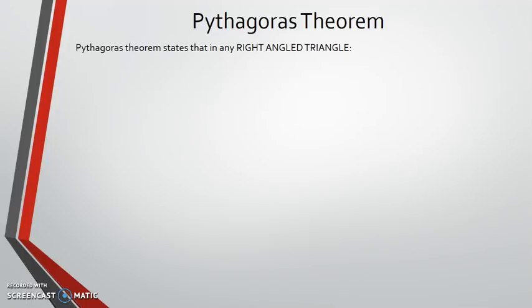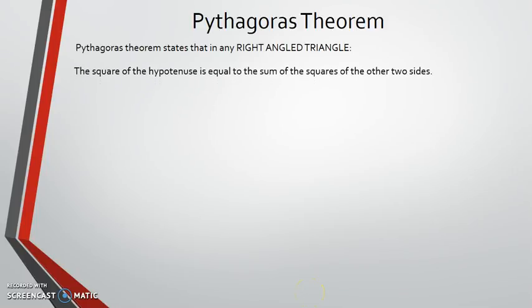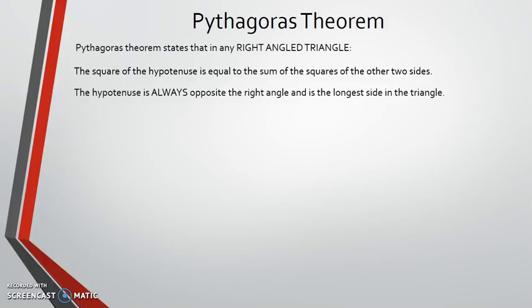Pythagoras' theorem states that in any right-angled triangle, and this must be a right-angled triangle with a 90-degree angle, the square of the hypotenuse is equal to the sum of the squares of the other two sides. So, first of all, what's the hypotenuse? Well, the hypotenuse is always opposite the right angle, and it happens to be the longest side in the triangle.